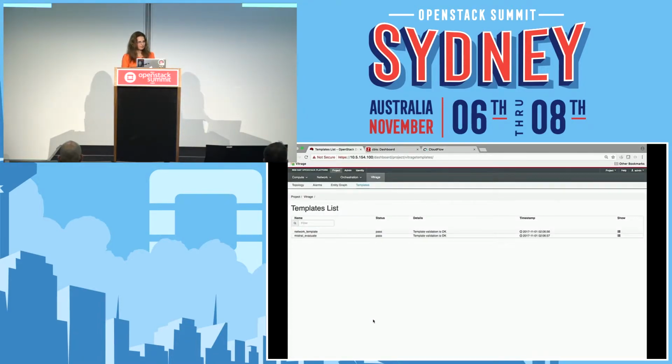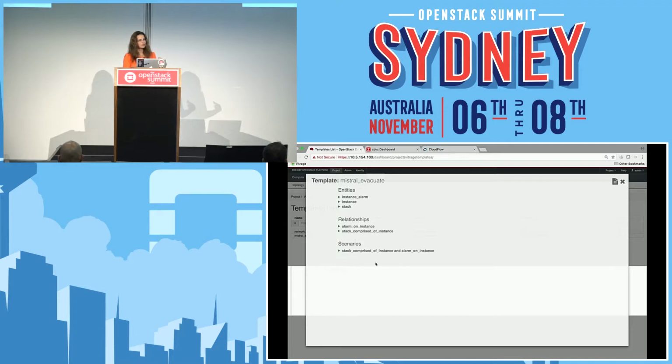Another template that exists in this setup is for executing a Mistral workflow. This is where the integration is determined. Here we say that if there is a heat stack that has an instance and the instance is down, we would like to execute a Mistral workflow that fixes the problem. It asks Nova to migrate the VM to a different host.